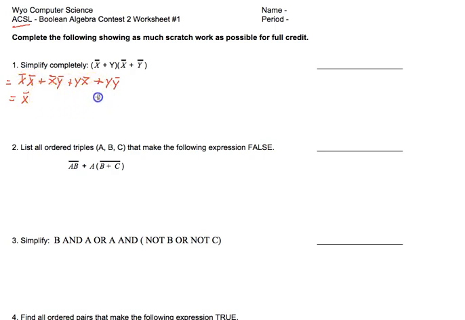Over here, this is an interesting part of it. Anything times its opposite, whether it's x, y, a, b, or c, y times y not would always be 0, because one or the other of these two operands is going to be a 0, and 0 times anything is 0.